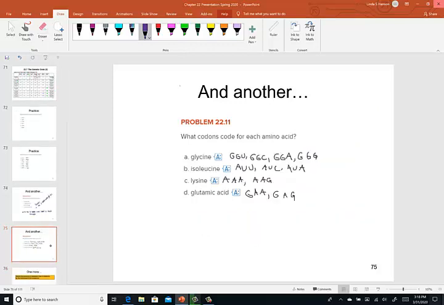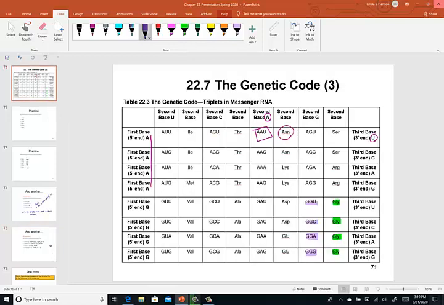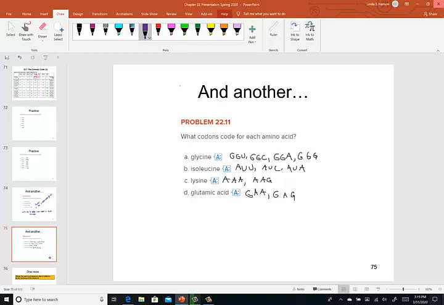Okay, welcome back. You found glycine to have the genetic code we wrote together: GGU, GGC, GGA, and GGG. Isoleucine had three different ones, didn't it? Did you find isoleucine? AUU, AUC, AUA. Where did you find it? Right up here, and there it is. There were two different genetic codes for lysine, AAA and AAG. And glutamic acid had two codes as well, GAA and GAG. Some of those make fun words, don't they?